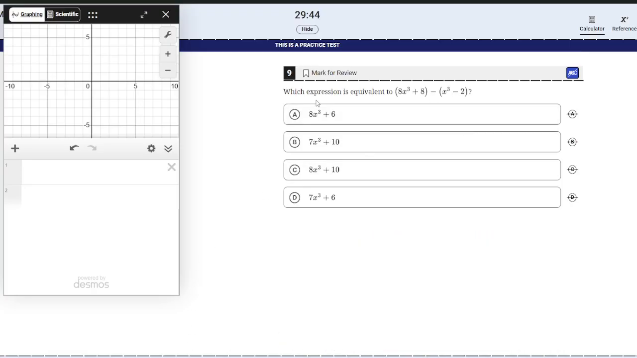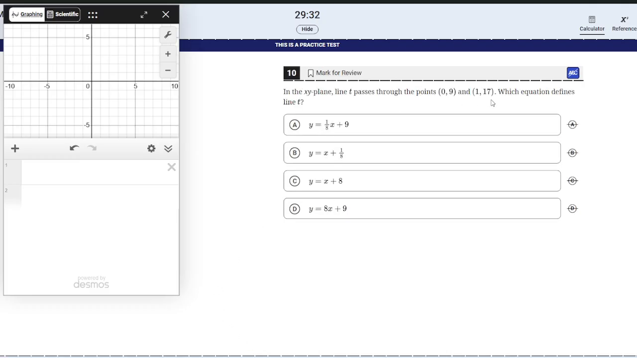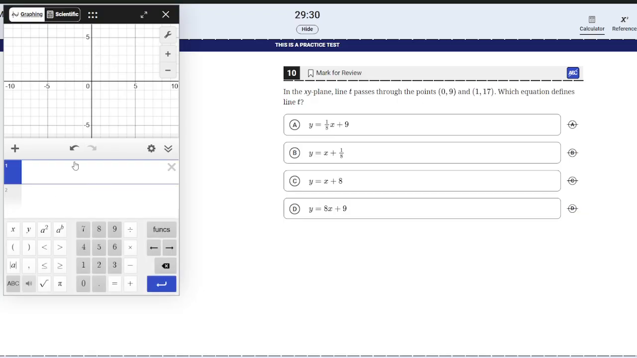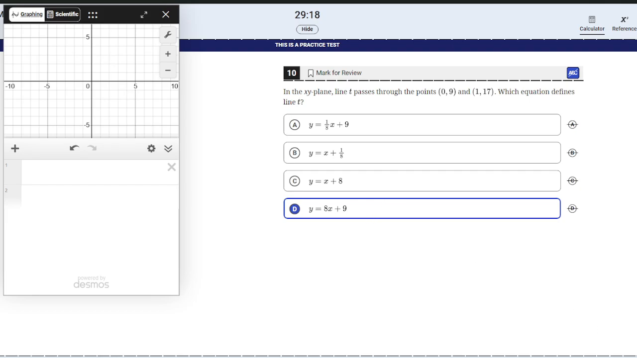Right here, it's just basic distributing the negative sign onto the x cubed and the -2. So x cubed minus x squared is 7x cubed, and 8 plus 2 is 10. So B is our answer. Right here, we're just going to be doing slope, so 17 minus 9 over 1 minus 0 is 8. Okay, and 8x plus 9 is just going to be our answer then in that case.